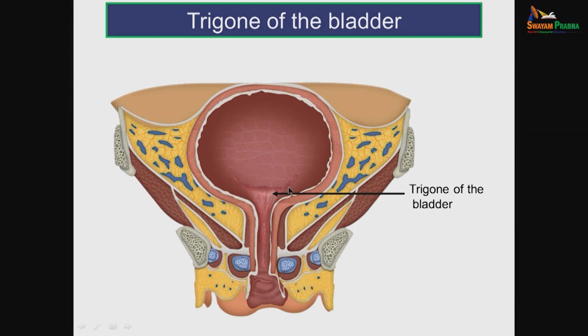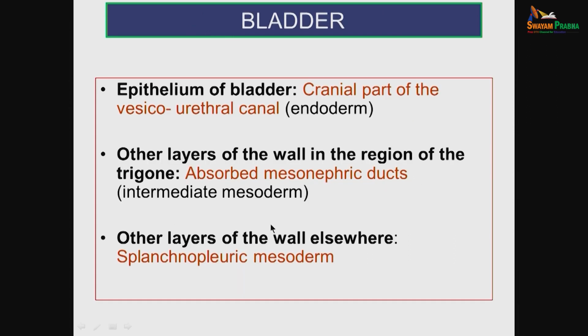So, this triangular area is the trigone of the bladder, the development of which has been dealt with in the previous slides. To summarize, the epithelium of the bladder is from the cranial part of the vesico-urethral canal, so it is endodermal in origin. Other layers in the wall in the region of the trigone are because of absorption of the mesonephric ducts. It is from the mesoderm.